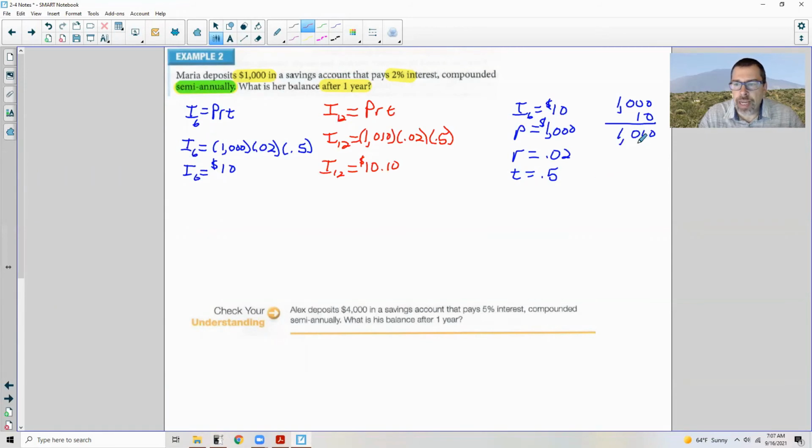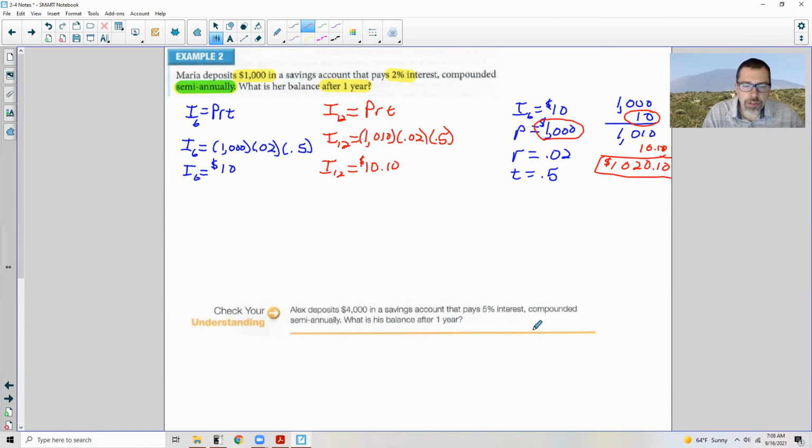Okay, so we had $1,000 initially. We made $10 interest on the first 6 months, bringing our balance at the first 6 months end to be $1,010. And then we made another $10.10 in the second 6 months. So this is going to be $1,020.10. So the compounded interest after 1 year will be $1,020.10, and that is her new balance after 1 year.